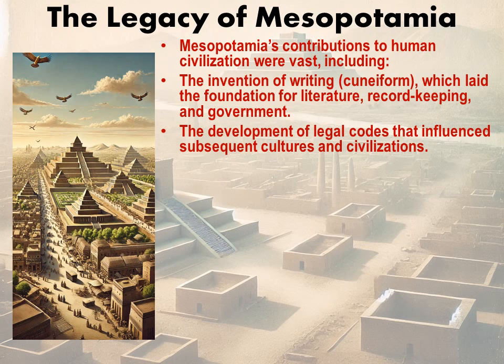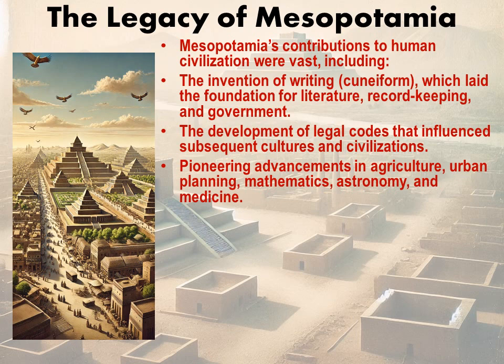The development of legal codes that influenced subsequent cultures and civilizations. There were different legal codes, meaning different rules and regulations for people, and those rules and regulations were followed by other cultures also in order to maintain law and order with strict disciplinary measures. Pioneering advancements in agriculture, urban planning, mathematics, astronomy, and medicine. All these fields were contributed to with the help of Mesopotamian people. There were advancements in agriculture, in town planning or urban planning, in mathematics, as we have discussed before, like the base 60 number system, and in astronomy, meaning the movement of planets or stars. All these things were given great importance in the Mesopotamian culture.